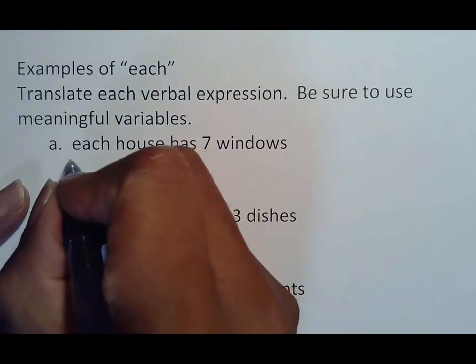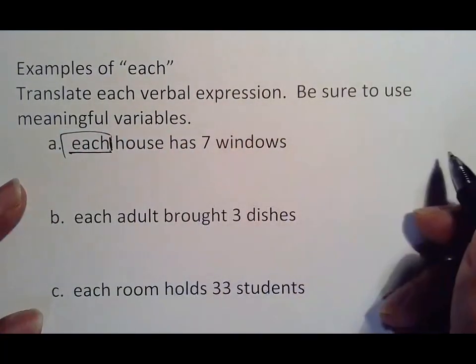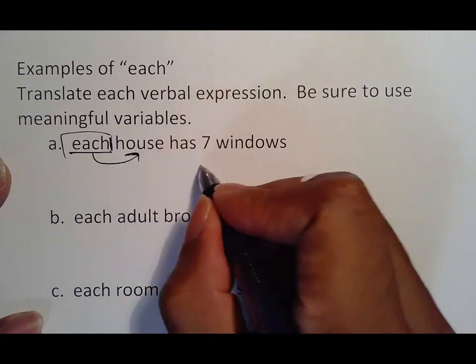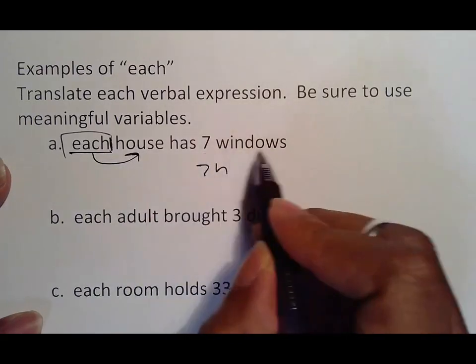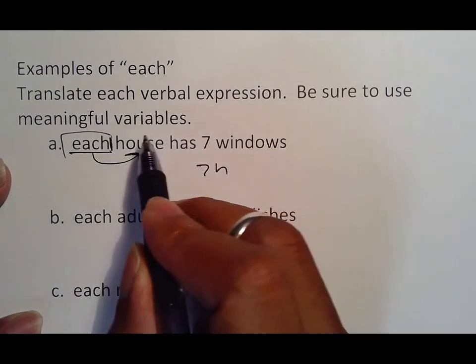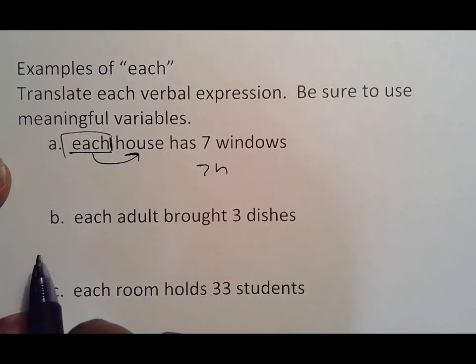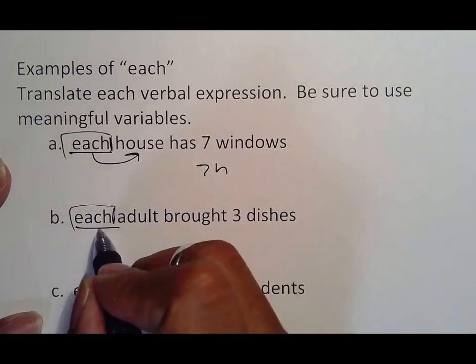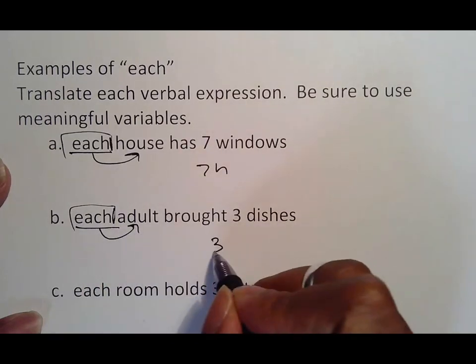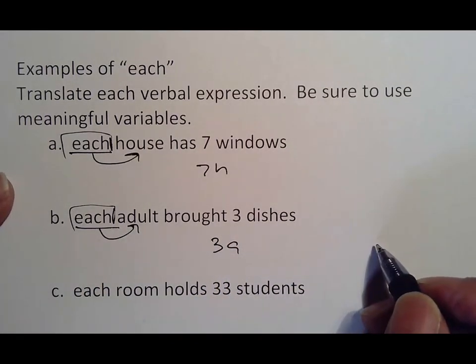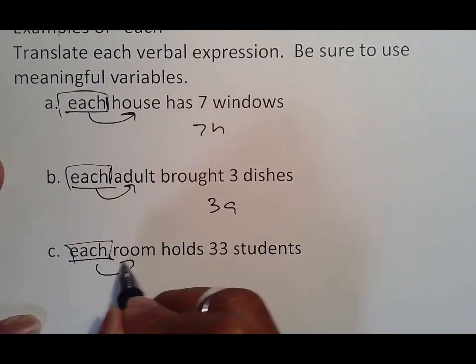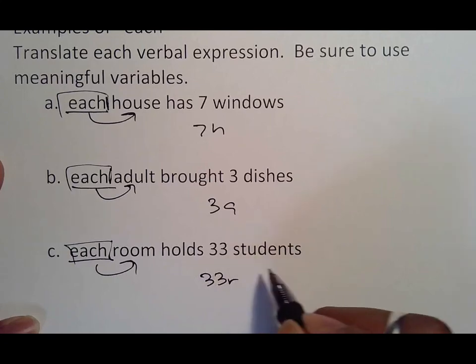Here we talk about each house has 7 windows, and since it is each house, what you're going to use is 7H. It's not about the 7 windows, it's 7 windows per each house. Alright? If you saw this, each adult bought 3 dishes. We're talking each adult, so therefore you're going to put 3A. And then each room holds 33 students. It is each room, so you would do 33R.